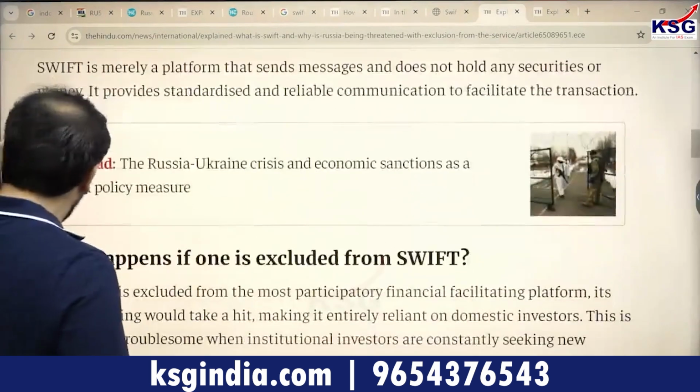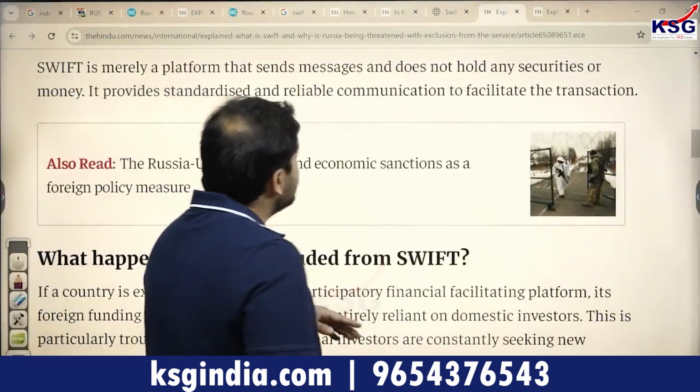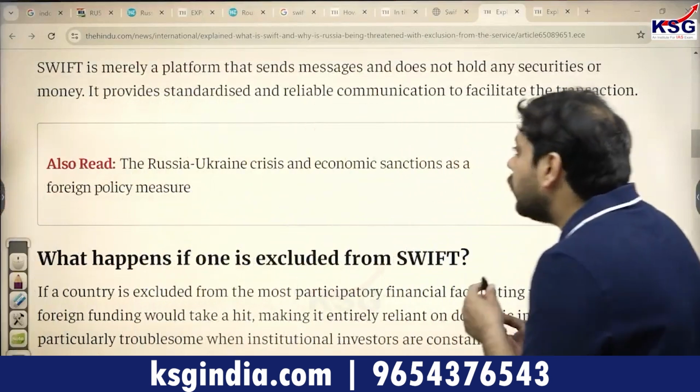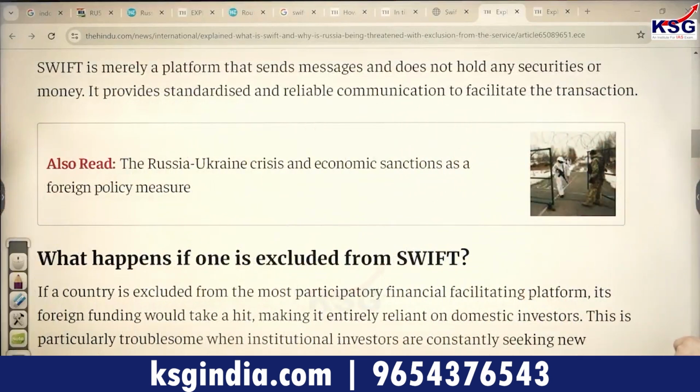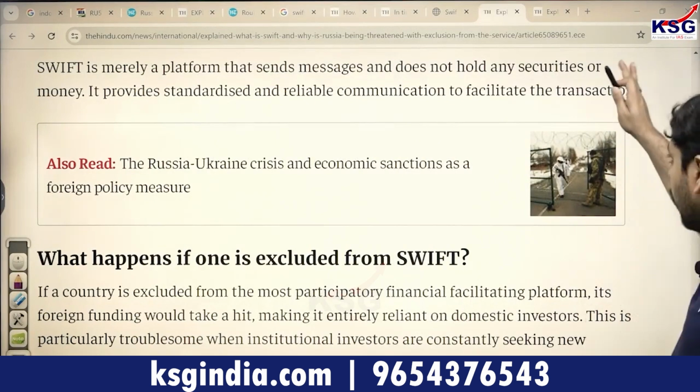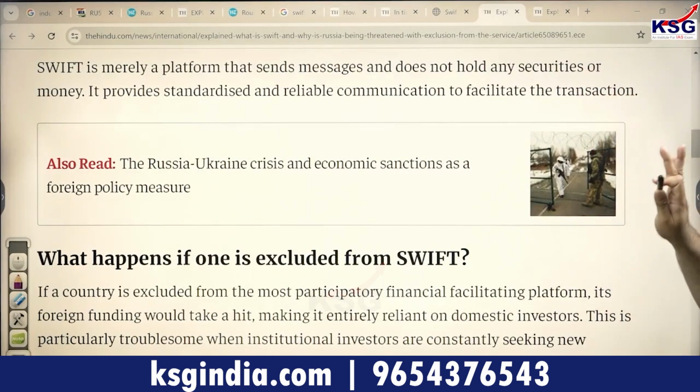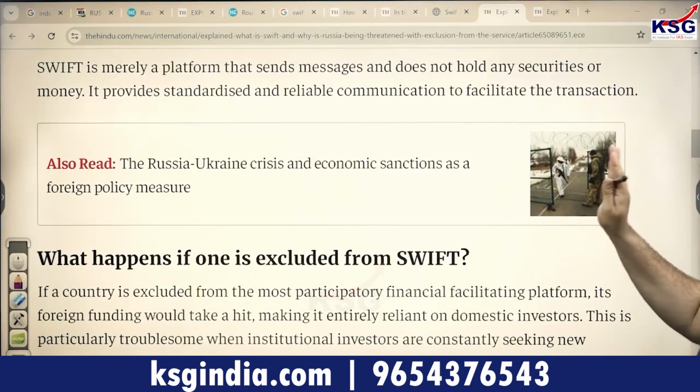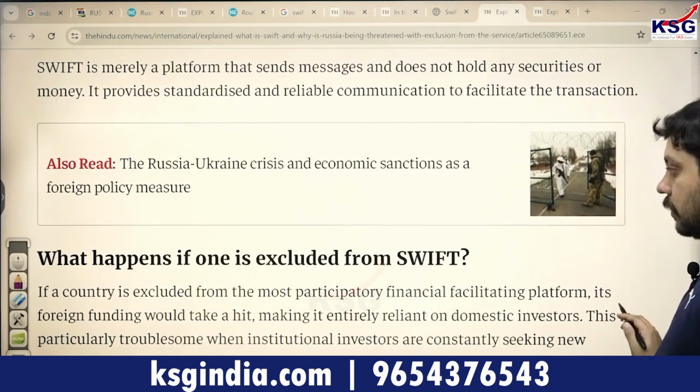Okay, again take a look at this. SWIFT is merely a platform that sends messages and does not hold any securities or money. It provides standardized and reliable communication to facilitate the transaction. Are we clear about it?